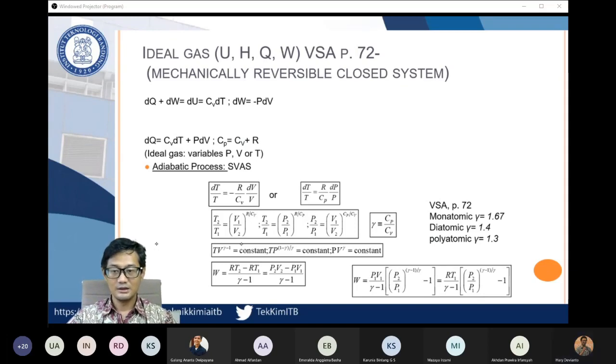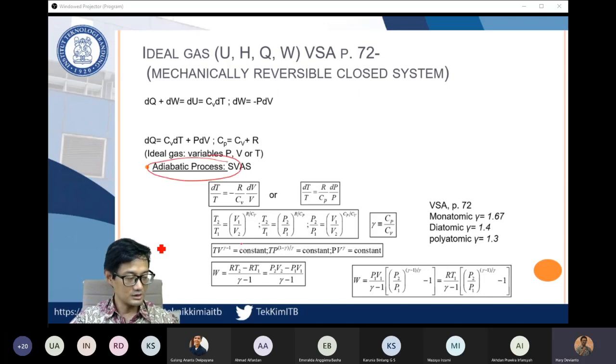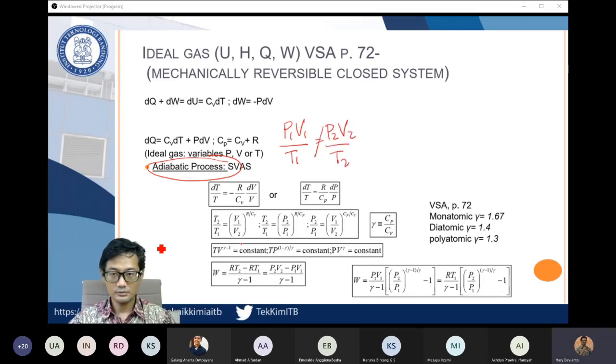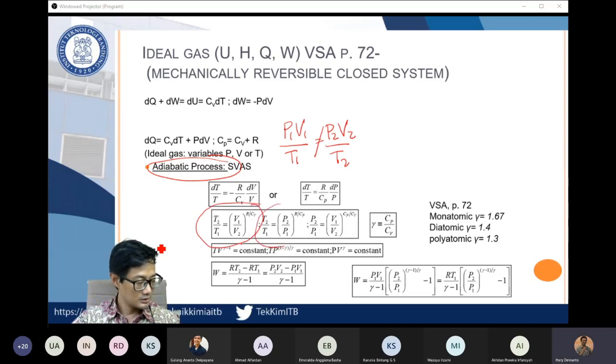Okay. Now, this is the adiabatic process that we discussed previously. Remember the one that I told you? Now the relation is different. We cannot use P1 V1 / T1 equal to P2 V2 / T2. We cannot use this one for the adiabatic process. Instead, you have to use this condition.